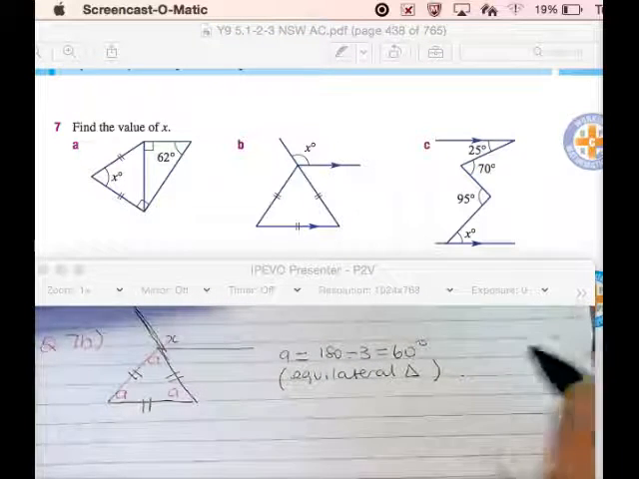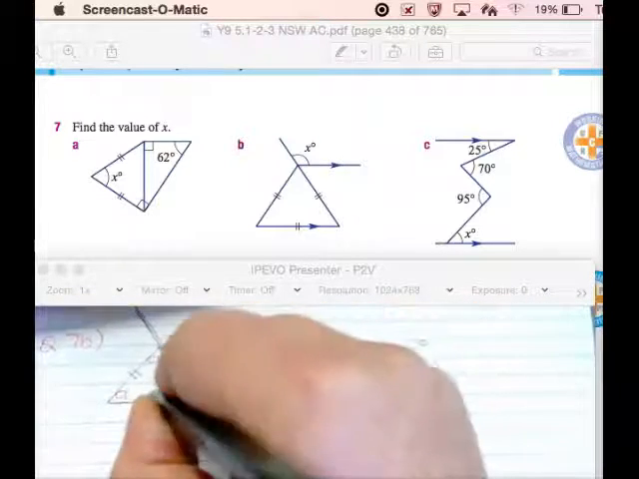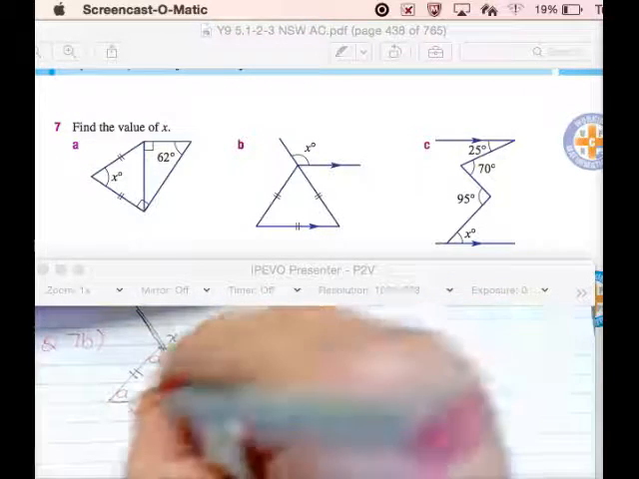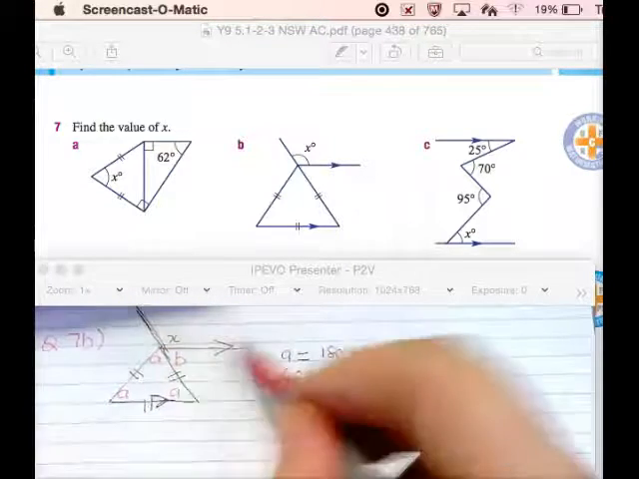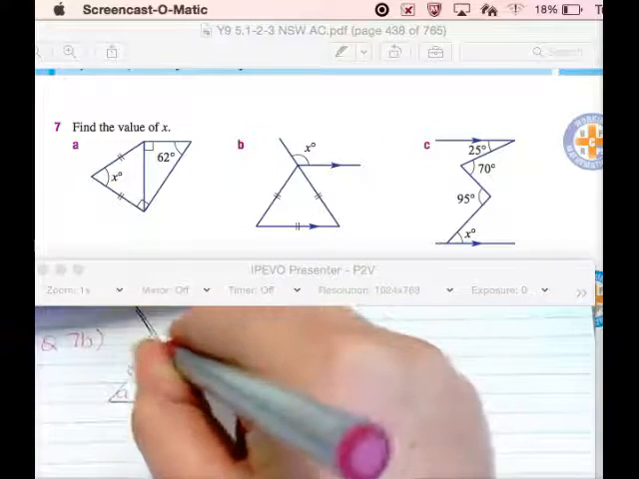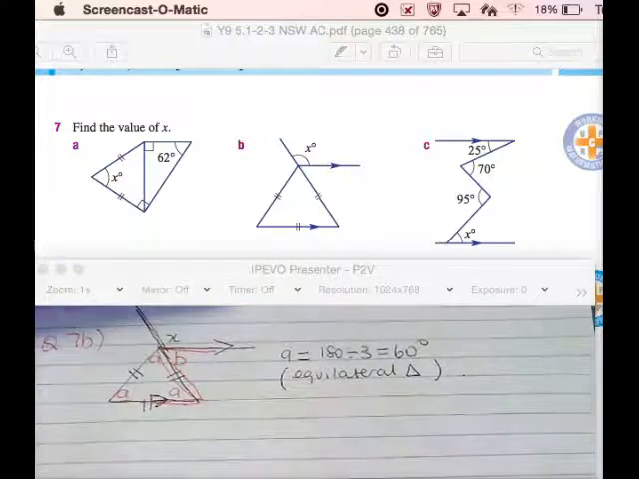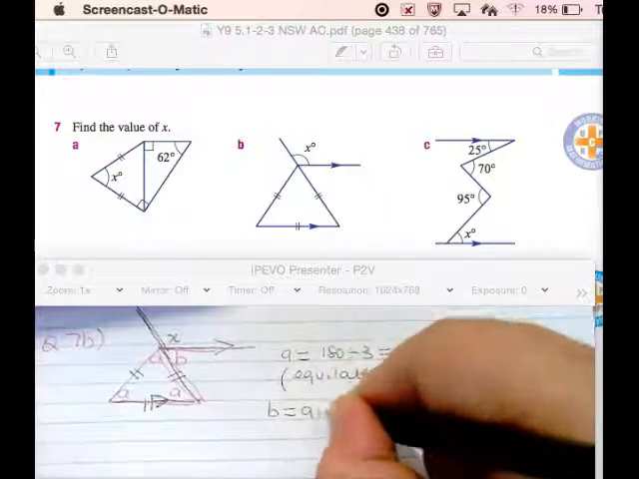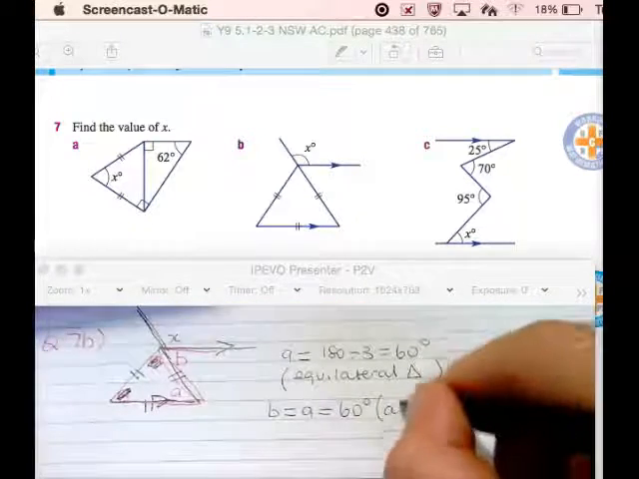Girls, we're trying to work out what X is. Now, I've got parallel lines. I'm going to put B out there. What does B equal? Is it 60? Yeah, why? One is alternate. Girls, I'm doing a Z. B equals A equals 60. I'm going to get rid of all the other A's. Alternate angles.